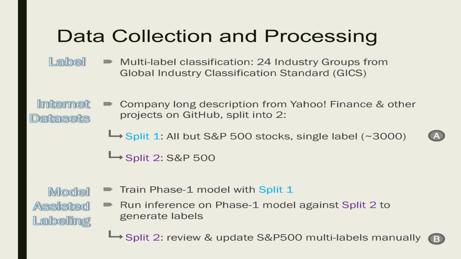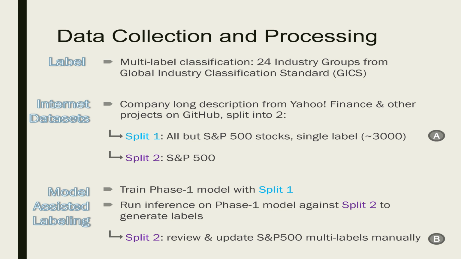When it comes to data collection and processing, we use the 24 industry groups as our labels, as defined in the GICS standard. We have created 4 data sets. We consolidated from Yahoo Finance and other GICS projects a total of 3,500 sample data. They're all single labels. We split that into 2. The first split has roughly 3,000 single label samples. We call that data set A.